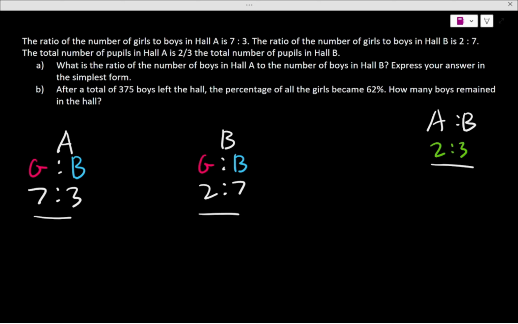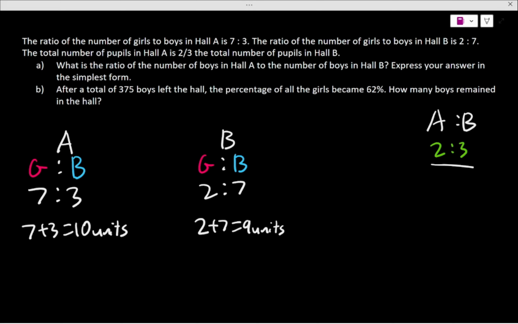What do we do? First things first, let's figure out how many units there even are for Hall A and Hall B. Well, it's pretty simple. The number of units for Hall A is 7 plus 3, which is 10 units. The number of units for Hall B is 2 plus 7, which is 9 units. So this clearly is not in a 2:3 ratio, so we're probably going to need to multiply these number of units by something.